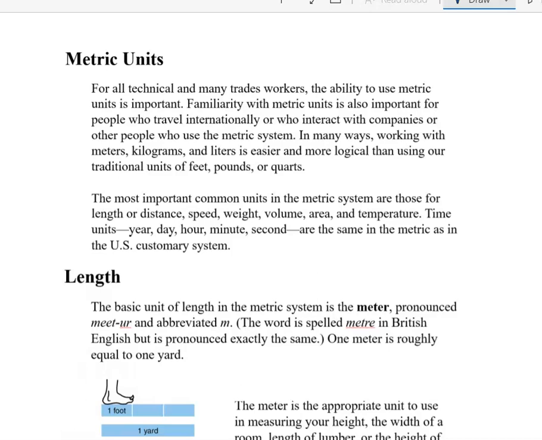In many ways, working with meters, kilograms, and liters is easier and more logical than using our traditional units of feet, pounds, and quarts. The most important common units in the metric system are those for length or distance, speed, weight, volume, area, and temperature. Time units, year, day, hour, minute, second, are the same in the metric as in the U.S. customary units.